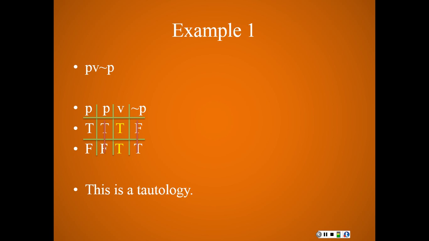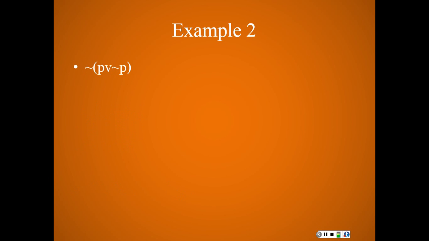Okay, now that we've seen an example of a tautology, let's look at an example of an inconsistency. One way to find an example of an inconsistency is to take a tautology and put a negation sign in front of it. So since P or not P is a tautology, we get an example of an inconsistency if we take the negation of P or not P.